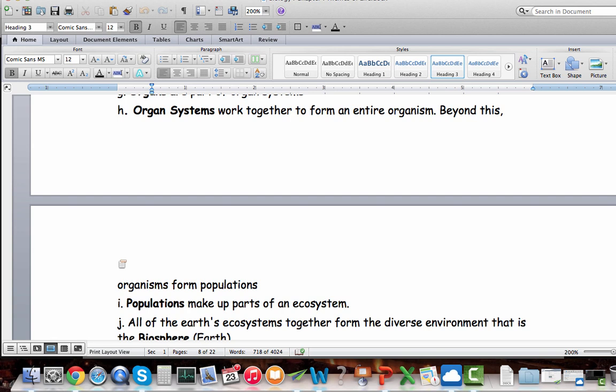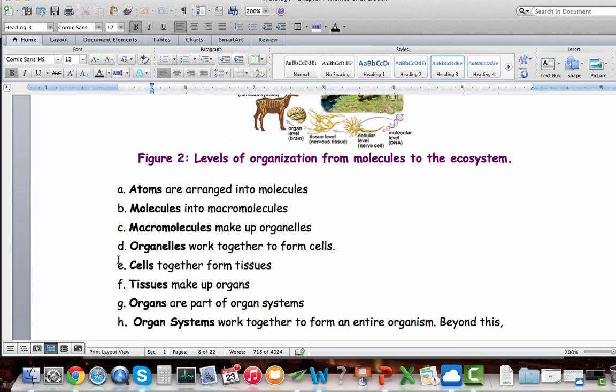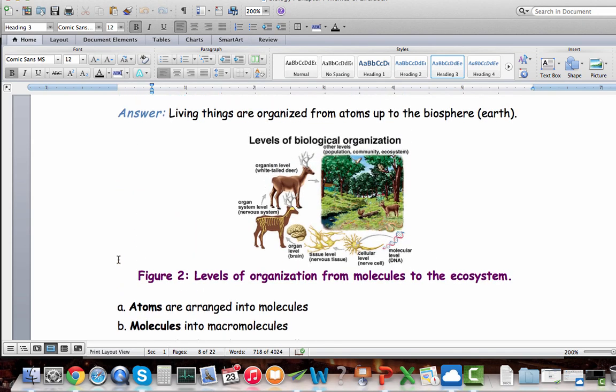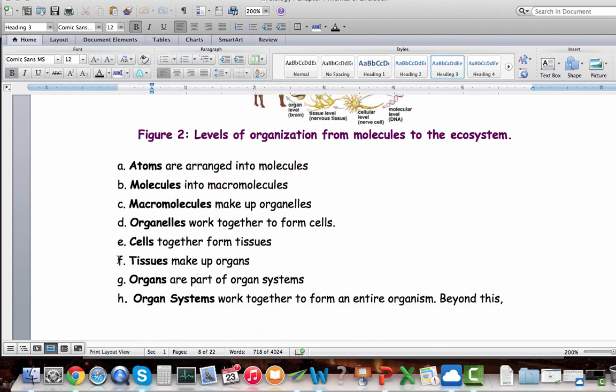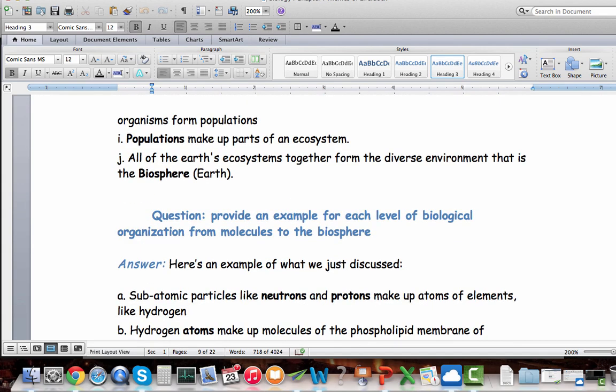Beyond this, organisms form populations. Populations make up parts of an ecosystem. All of the Earth's ecosystems together form the diverse environment that is the biosphere, or Earth. So what is the level of organization biologically? It goes from atoms to molecules to macromolecules to organelles to cells to tissues to organ systems to populations to ecosystems to the biosphere.